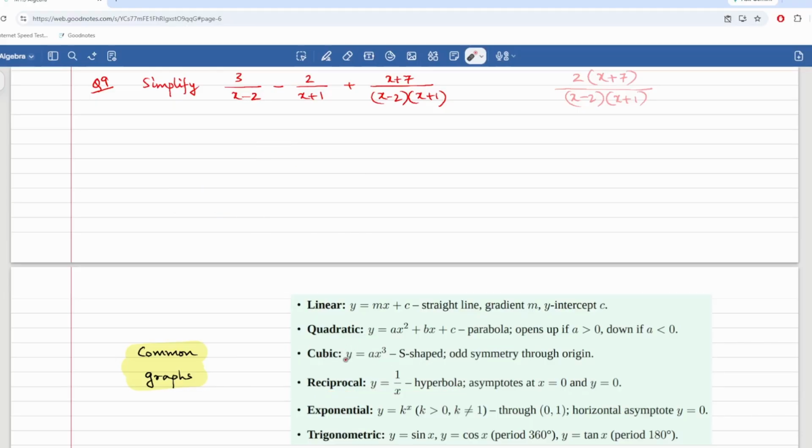Cubic graph is S-shaped and it has an odd symmetry through the origin. What does that mean? It means that when you draw a cubic graph, it will be like y is equal to x squared, but instead of having a symmetry here, it will go downwards there. So this is the S shape that they're talking about. So this is when A is positive. Okay, if A is negative, it will flip its direction.